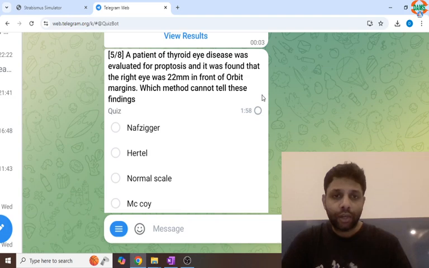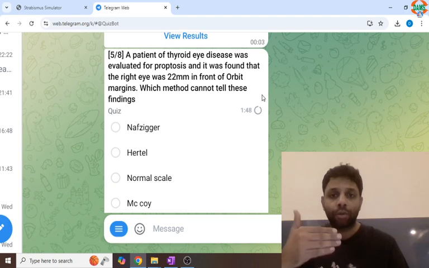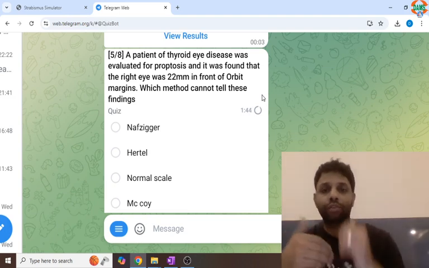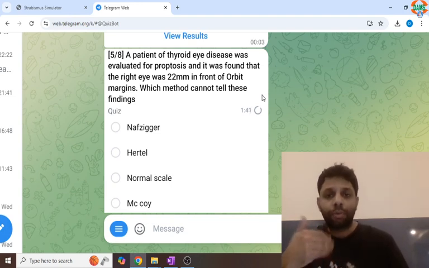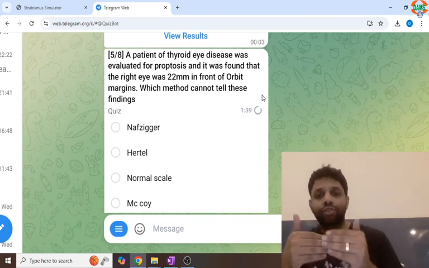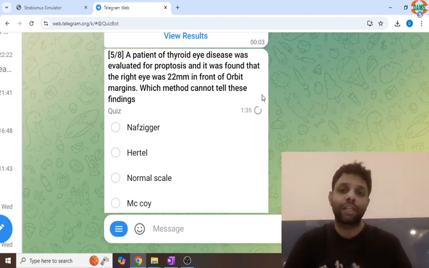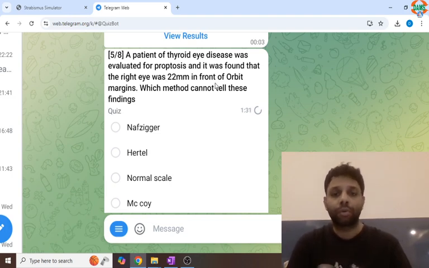Now, a patient of thyroid eye disease was evaluated for proptosis. I hope you know thyroid eye disease is the most common cause of unilateral and bilateral proptosis in ophthalmology. Normally in the Indian population, the cornea is 16 to 20 millimeters in front of the orbit margins. So the definition of proptosis is protrusion of the eyeball of 21 millimeters or more. The right eye was found to be 22 millimeters in front of the orbit margins. Which method cannot tell this?